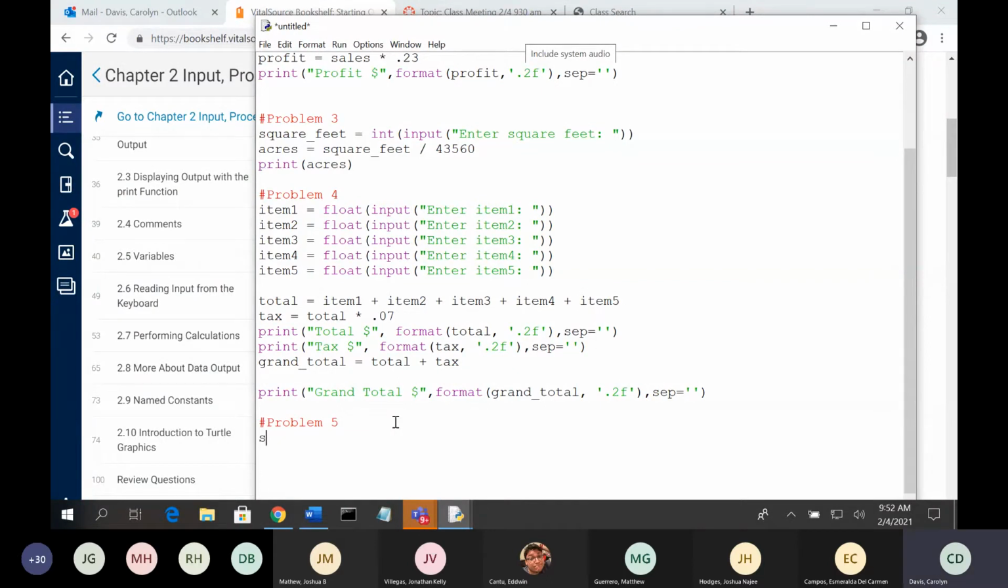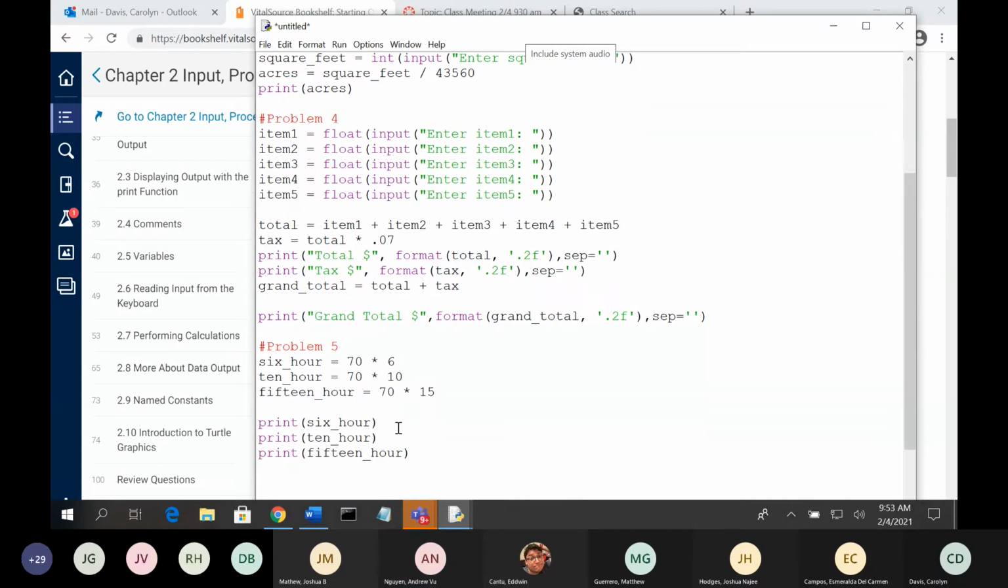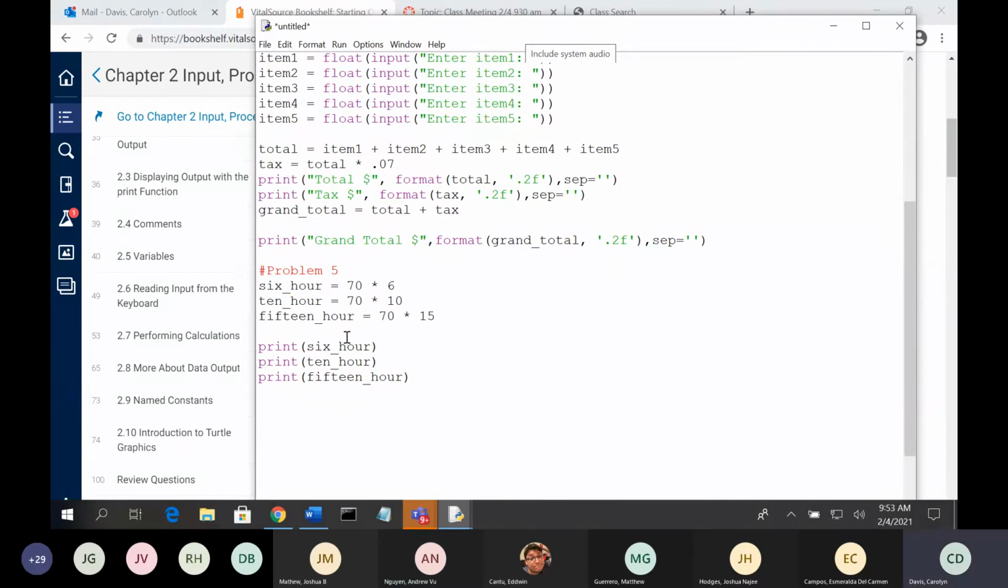So we'll say 6 hour is 70 times 6. Then we said 10 hour is 70 times 10. And 70 times 15. That prints out how many miles it went for 6, how many miles it went for 10, how many miles it went for 15. Okay, that's fairly easy.